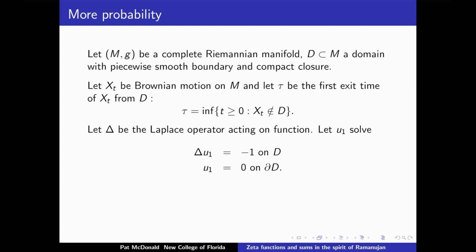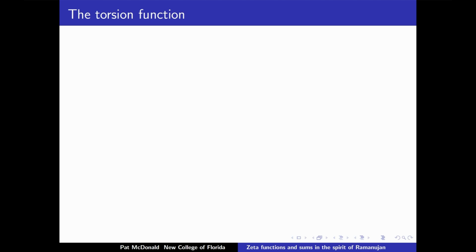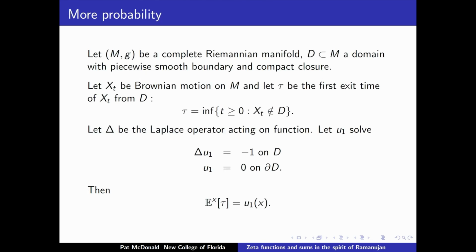fact. So it turns out that if you solve the same problem, i.e. the Poisson problem with zero boundary data, you get the same fact. And again, this is true in horrifying generality. It's also true for other diffusive processes. All right. So this function, let's see, can I go back? Yes. This function U1 has a name.